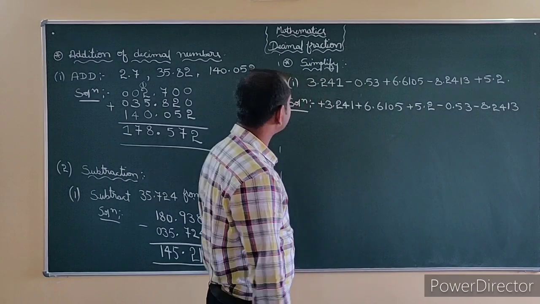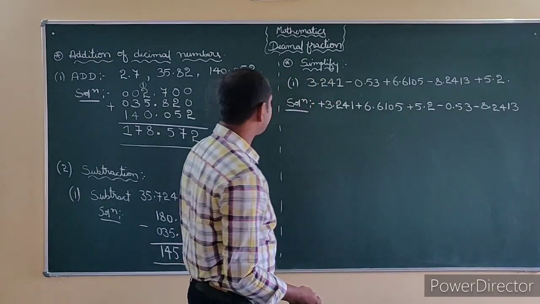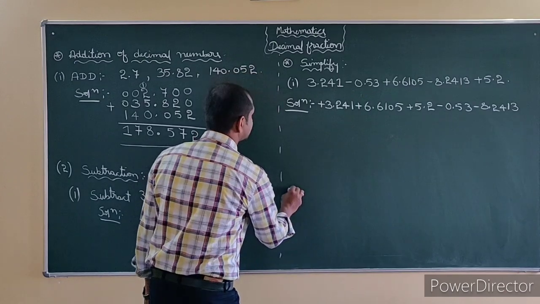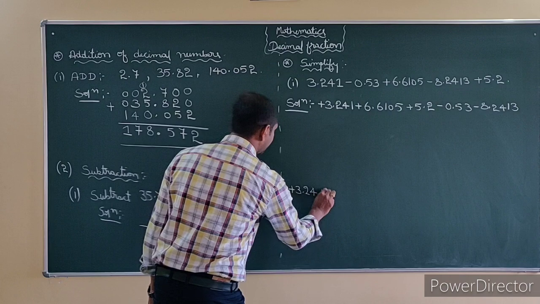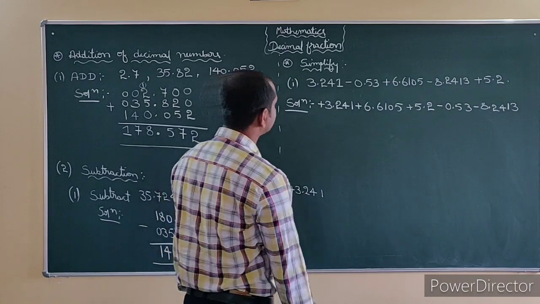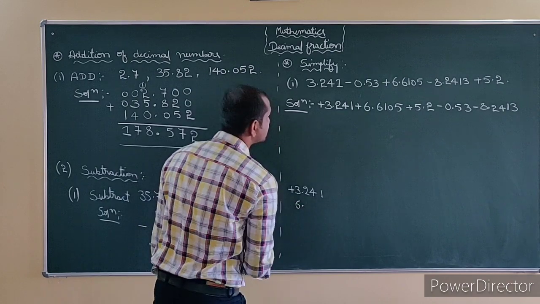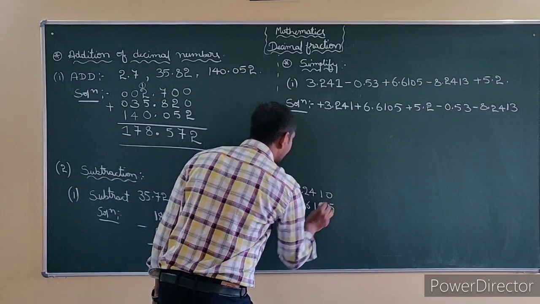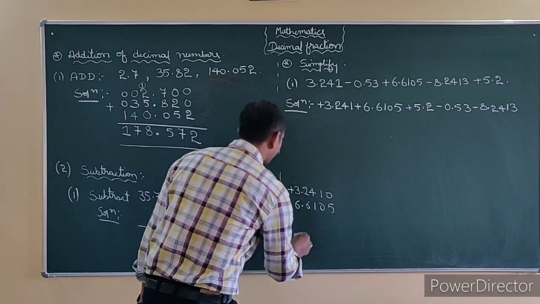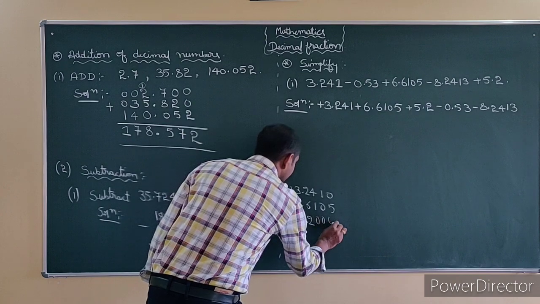Now, what do I need to do with these three things? I need to add. Let me add here. I have 3.241. Then I have 6.6105, so you can add 0 here. Then I have 5 point, that's all, 5 point, then 0, 0, 0.